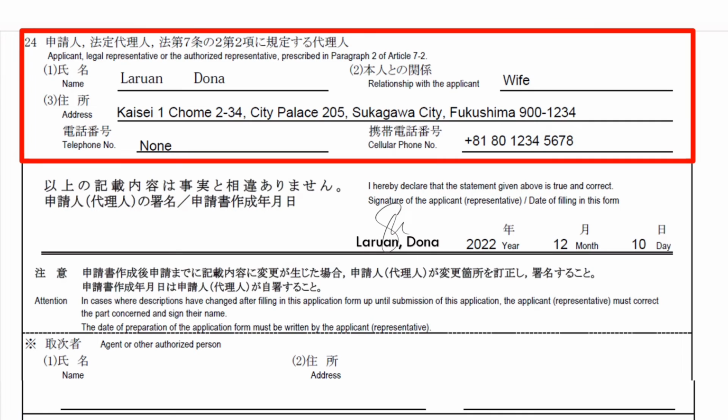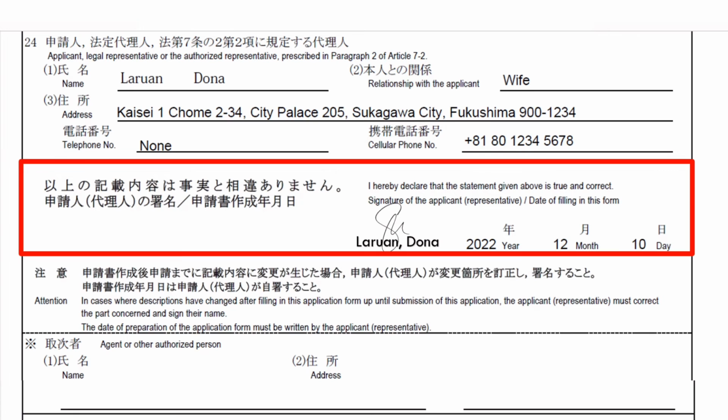Number 24. This is now the information of the applicant or legal representative or the authorized representative who will submit the application to the immigration. Since I will submit this form and the required documents on his behalf, I wrote my name, telephone number, which is none, and my phone number. I am also the one who signed and wrote the date of filing for the COE.